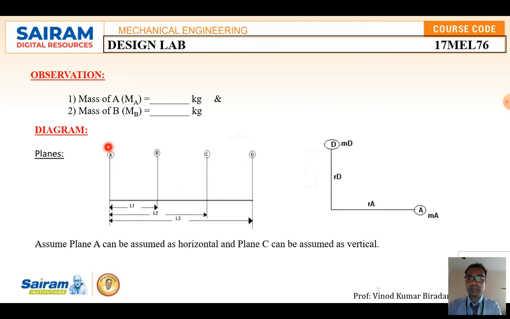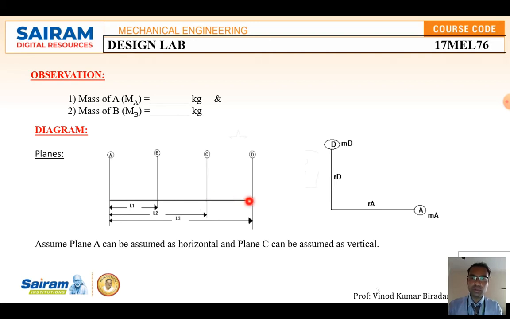Let us assume mass A is the reference plane. From A to B you first measure the length and note it down in the tabular column. Again from A to C, that is L2, you note down in the tabular column, and L3 from A to D you note down as well. Plane A can be assumed in the horizontal plane and C in the vertical plane. These are the four masses. If you look at the video, you will understand better. First we are going to fix the reference plane.